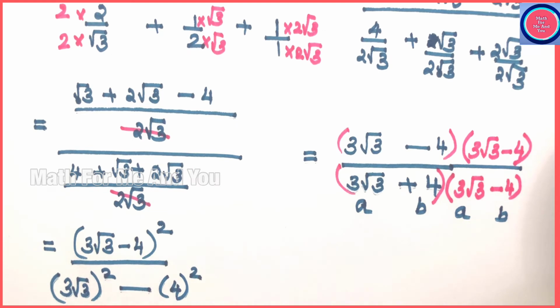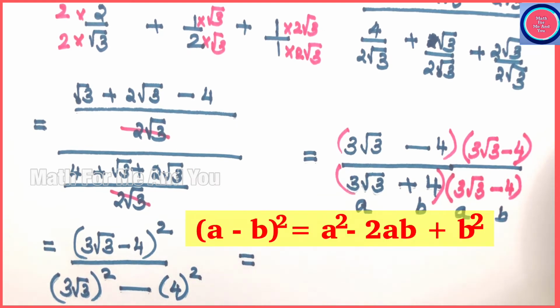Simplify the numerator. How can we do that? It is of the form a minus b the whole square. So we know the result: a square minus 2ab plus b square.